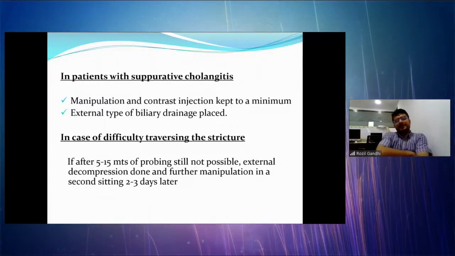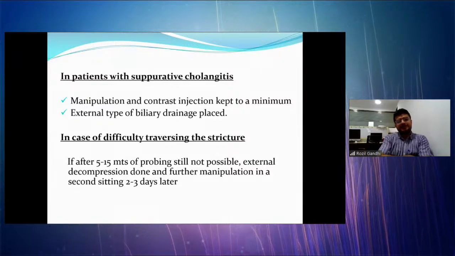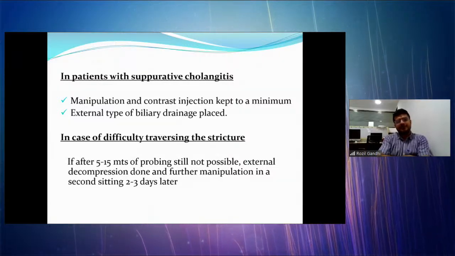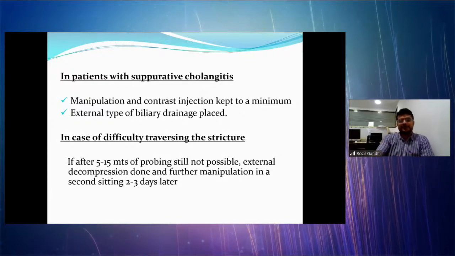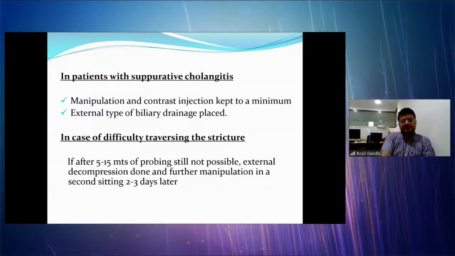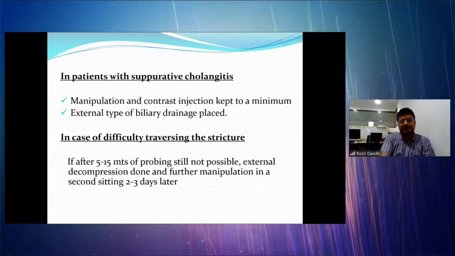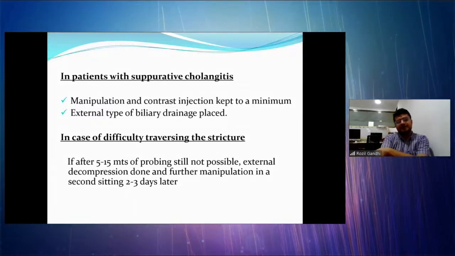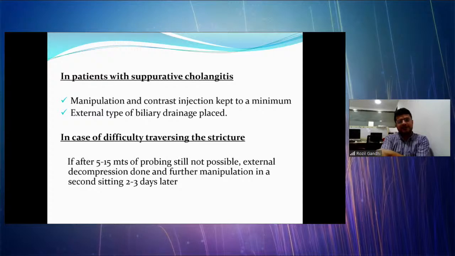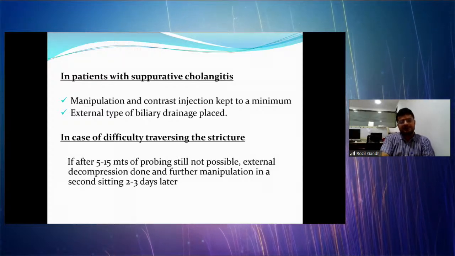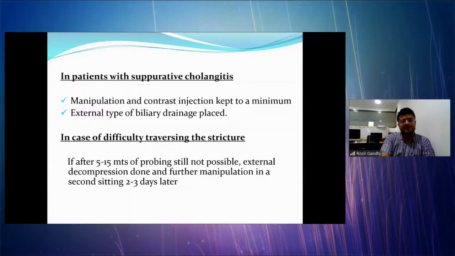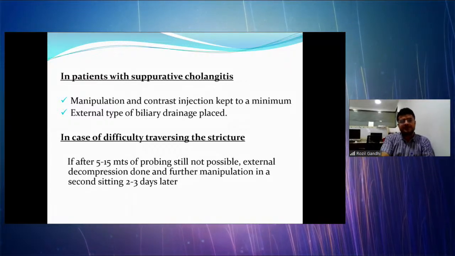What we take care of in cholangitis patients is that we inject less contrast and do less manipulation. We try for 5 to 10 or 15 minutes for the wire to pass across the occlusion. If it doesn't pass, we try next time. We keep an external drain so that the bile and the infective material is removed. And after the patient stabilizes, we can anyway do the procedure once again through the same puncture.